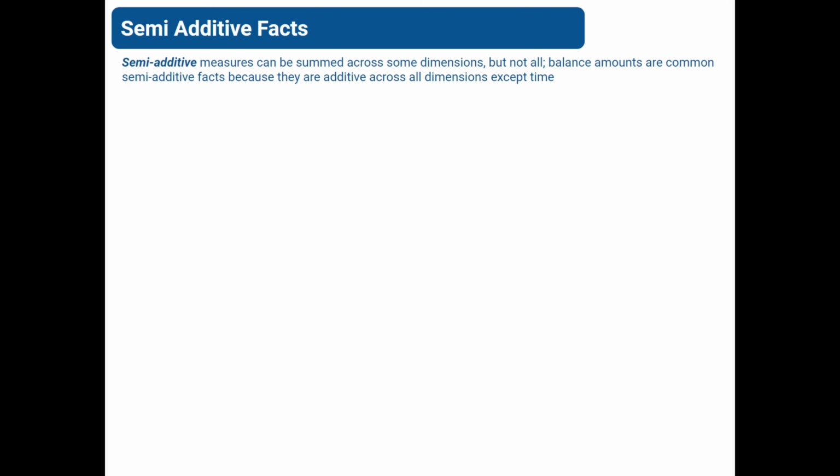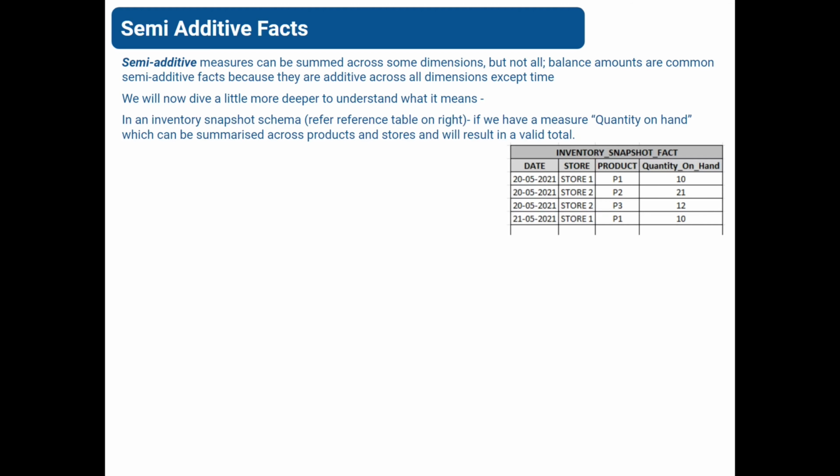Semi-additive measures can be summed up across some dimensions, unlike the fully additive measures. For example, balance amounts are common semi-additive facts because they are additive across all dimensions except time. We will now dive a little deeper to understand what it means.